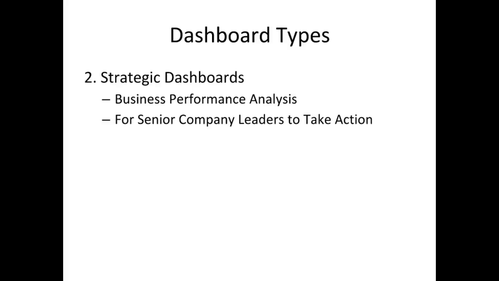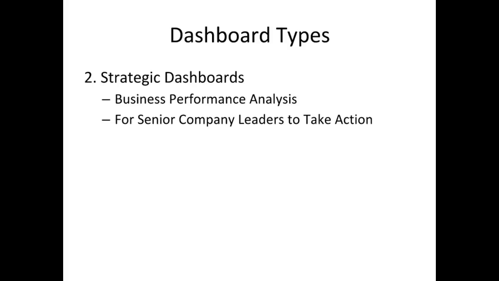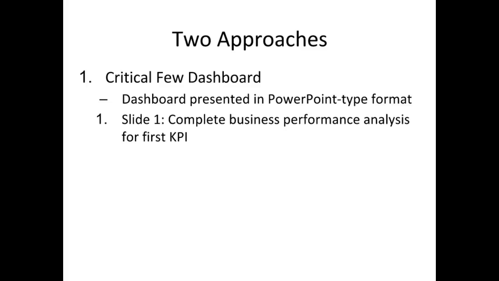The second type of dashboard is strategic dashboards, and these really drill down to something we call business performance analysis. This is when we are looking at things that not only matter to us from a web perspective and a marketing perspective, but to the business and at the operational level. And this is really for senior company leaders to take action. I would argue that with tactical dashboards, the mid-level managers still need to know what action to take. But strategic dashboards cover higher-level major operations issues and concerns, and these are usually delivered to the senior company leaders, again for the primary purpose of them taking action.